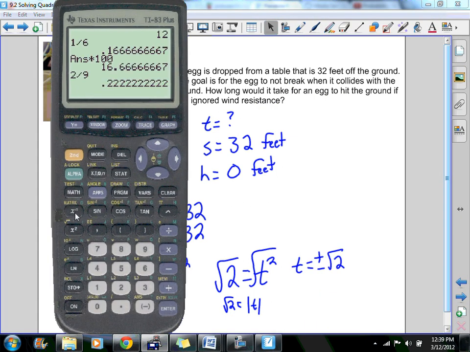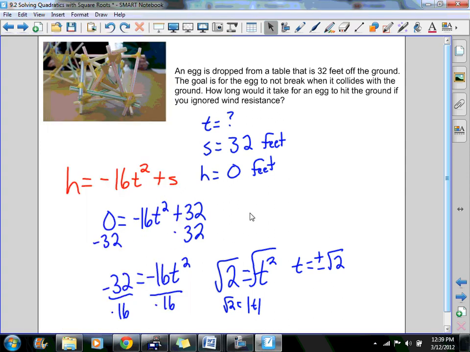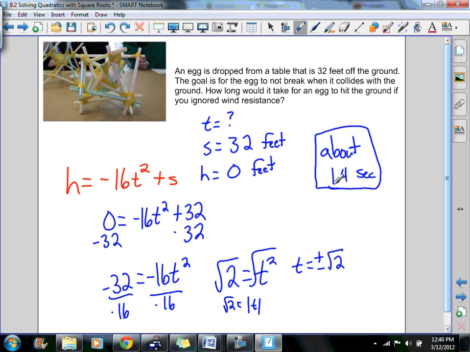And because we're dealing with a real-life problem, we want a decimal answer. Meaning, we dropped our egg, and it will take about 1.4 seconds for that egg to hit the ground, ignoring wind resistance. Okay, so there's an application of why you would have to be able to solve a problem like this.